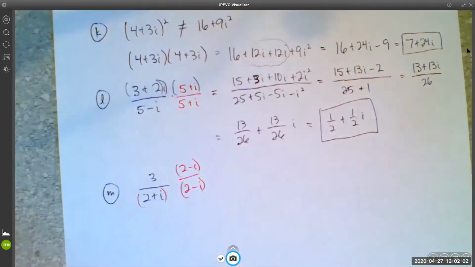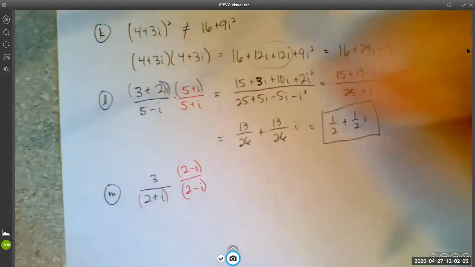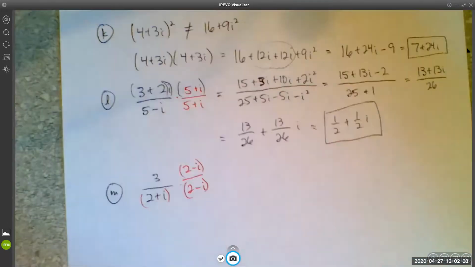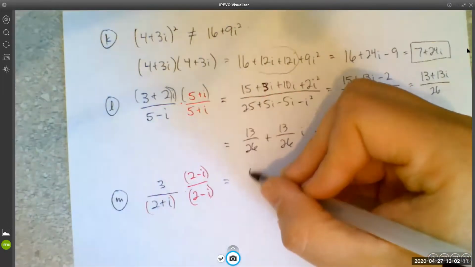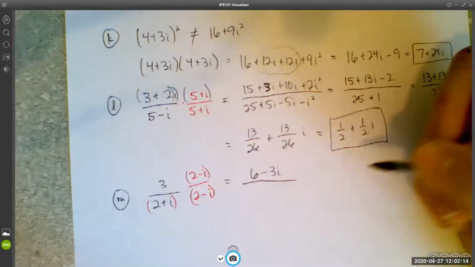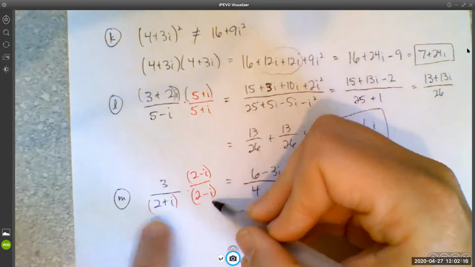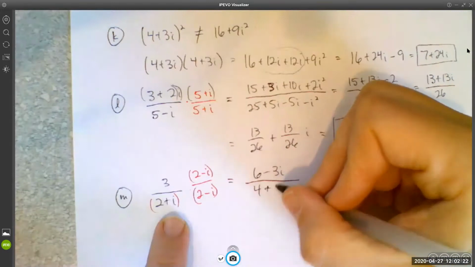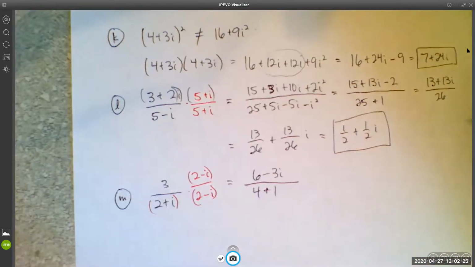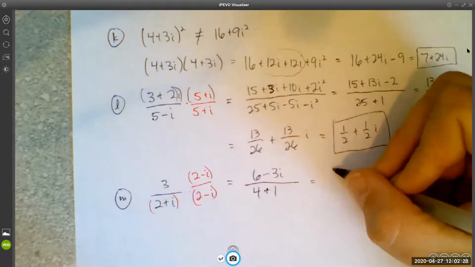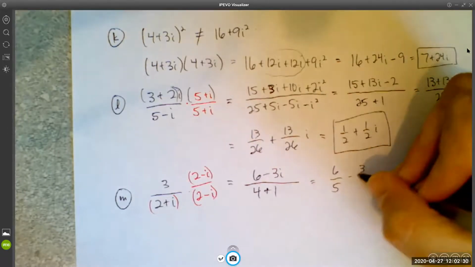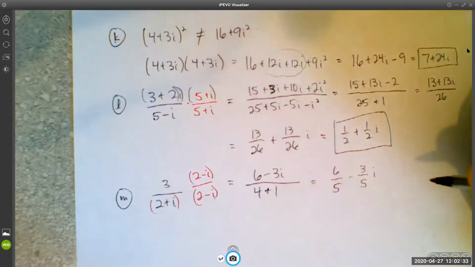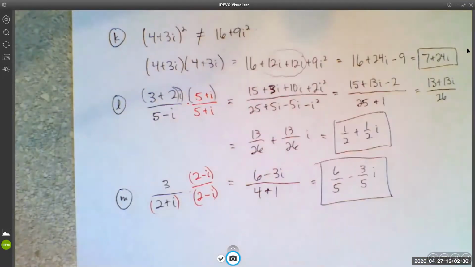Okay, so multiplying through by 2 minus i. In the numerator, we're just going to get 6 minus 3i. In the denominator, we're going to get 4 minus 2i plus 2i cancels, minus i squared. That's the same thing as saying plus 1, right? So this is 6 over 5 minus 3 over 5 i. And those fractions don't reduce, so that's as far as that one goes. So moving a little quicker through that particular example, but that's how that one works.